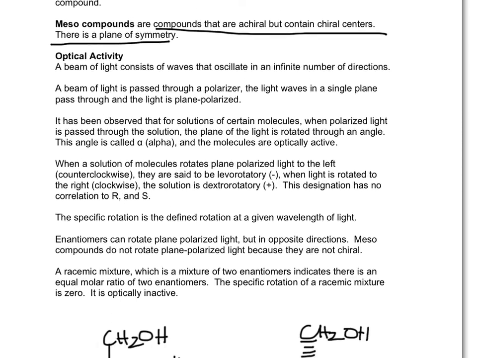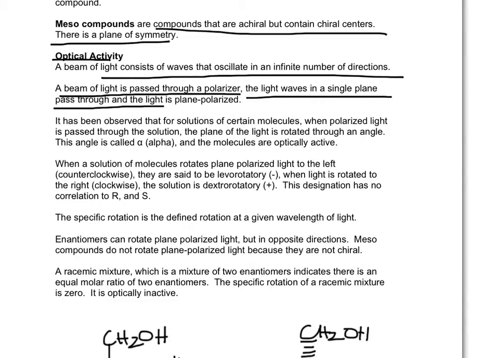When we're trying to determine if a molecule is chiral or not, we can look at its optical activity. Light consists of waves that oscillate in an infinite number of directions. If we pass this beam of light through a polarizer, the light waves in a single plane pass through and the light can be plane polarized.